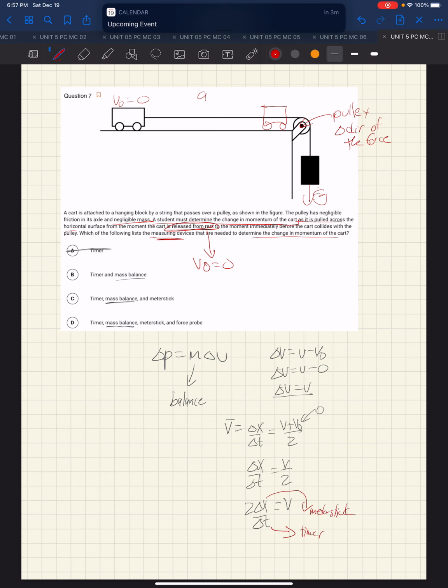So we can see, since we don't have a meter stick, that takes choice B out. And if we look at choice C, we see we have all three of those things. So it looks like C is our answer. And a force probe. Turns out we don't need a force probe to do that. So that's why choice C is our answer.